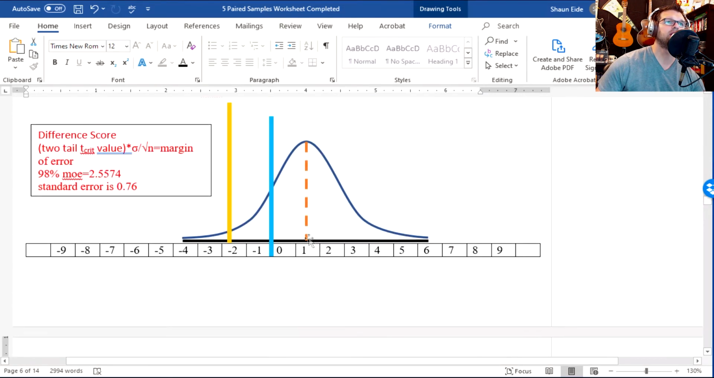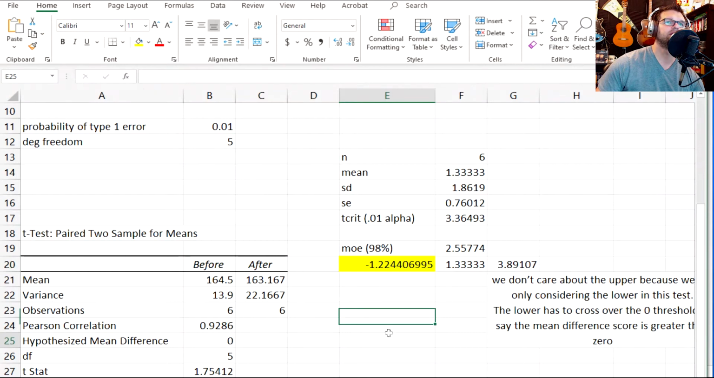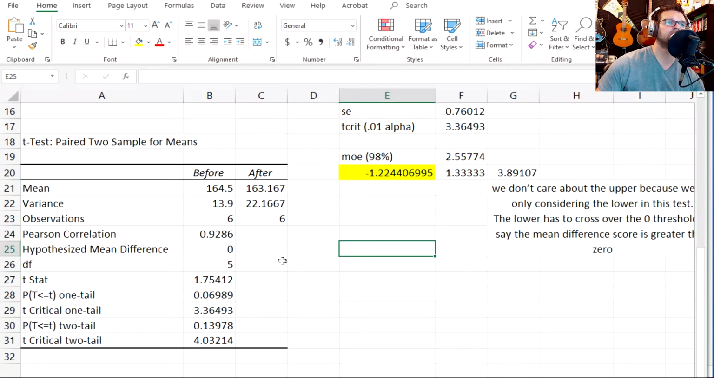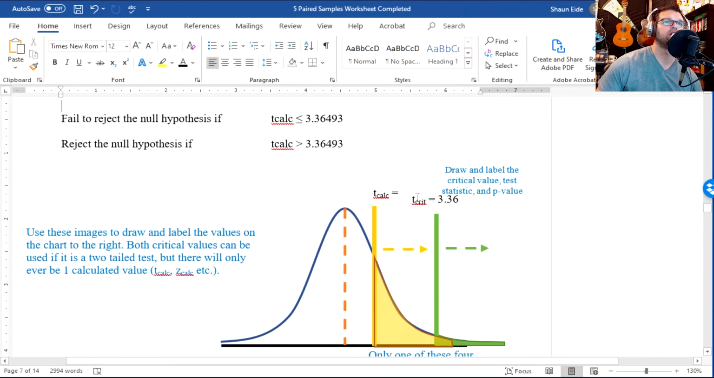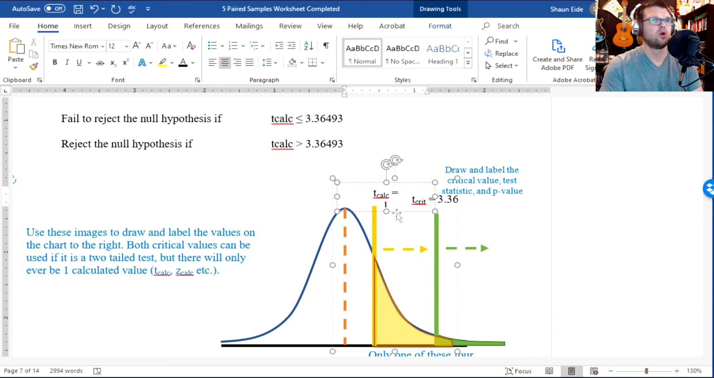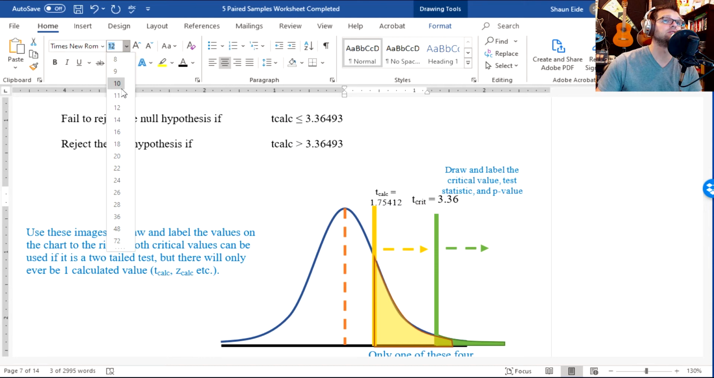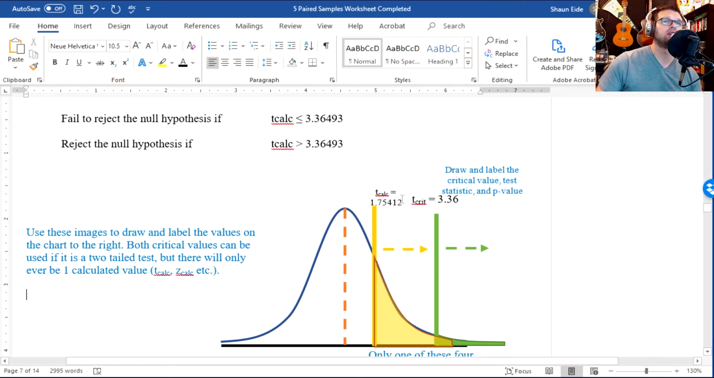Let's go back over here, and so we're actually going to find t-calc. For a one-tail test, the t-statistic is 1.75412. So I'm going to put it right here, equals 1.75412. And let's make this a little bit smaller so you guys can actually read that. Let's see, 10. There we go. So that is t-calc, and then you've got t-crit.